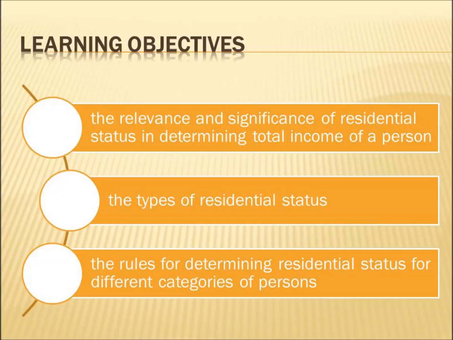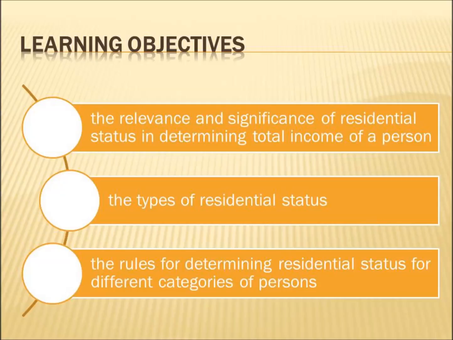This unit had 3 learning objectives. We are done with the first 2 learning objectives: number 1, the relevance and significance of residential status in determining the total income of a person, and number 2, the types of residential status. We were doing the last learning objective, the rules for determining the residential status for different categories of person. So we'll continue with those rules.